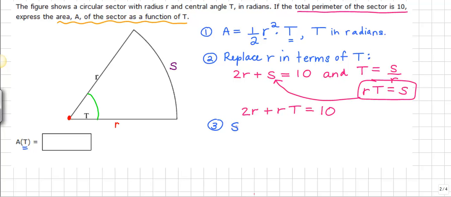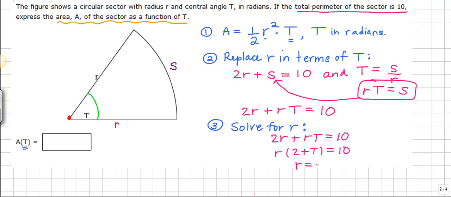So what we would like to do is to solve for the variable we wish to replace in the area formula, and we wish to replace r because we want only t in the answer. So we'll solve for r. So 2r plus rt is 10. Algebraically, we can factor out r. Divide by 2 plus t to solve for r.